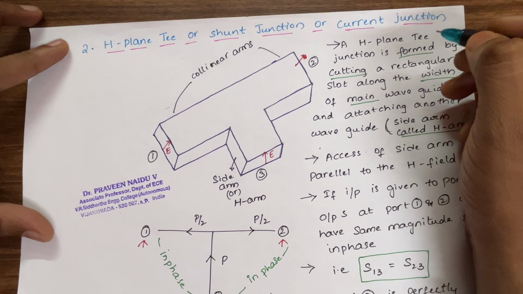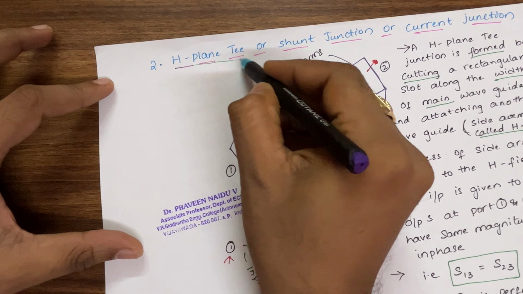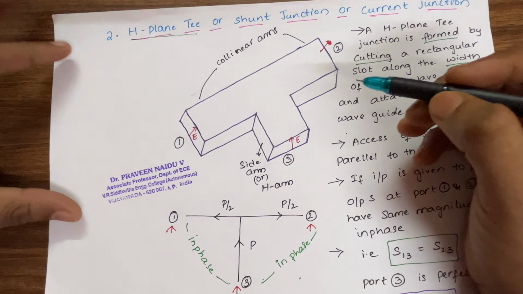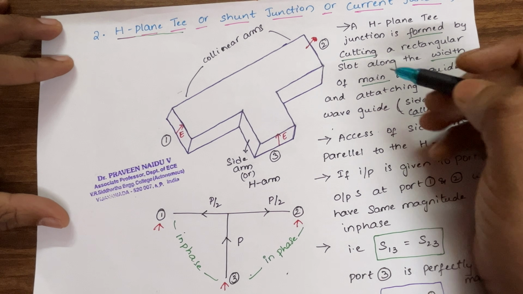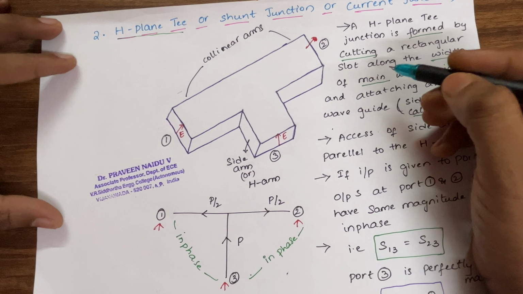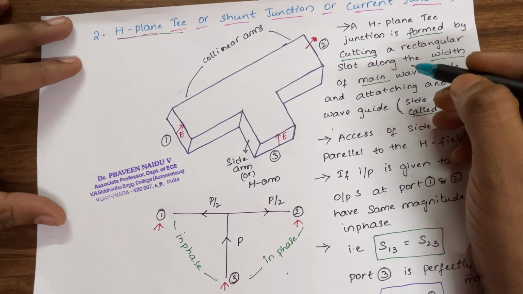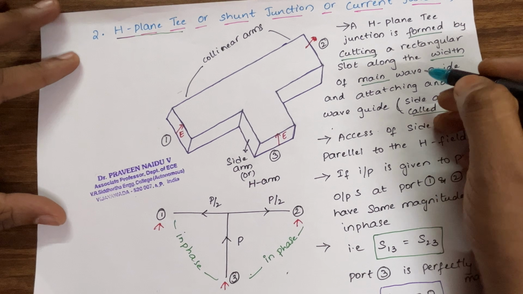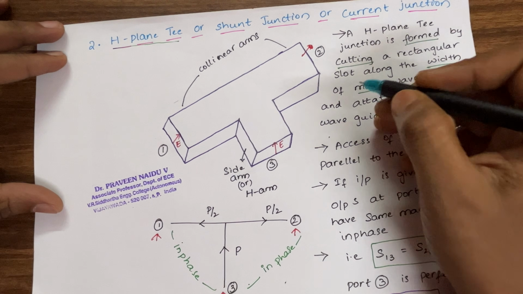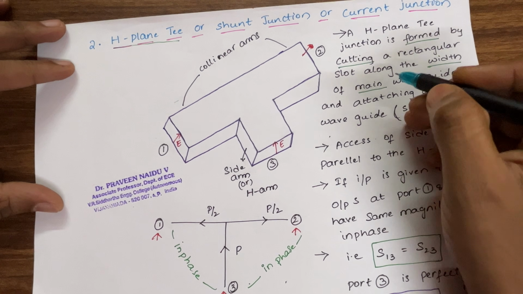In today's class, we are going to see what an H-plane T is, how it looks, what the properties of the H-plane T and its operation are, and the derivation for the scattering matrix. And at the end of the video, we are also going to see the similarities and the differences between E-plane and H-plane T. So let's start today's video.